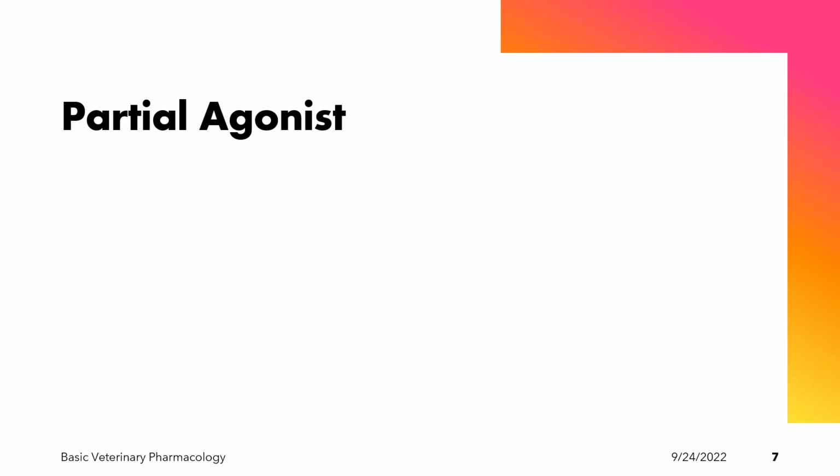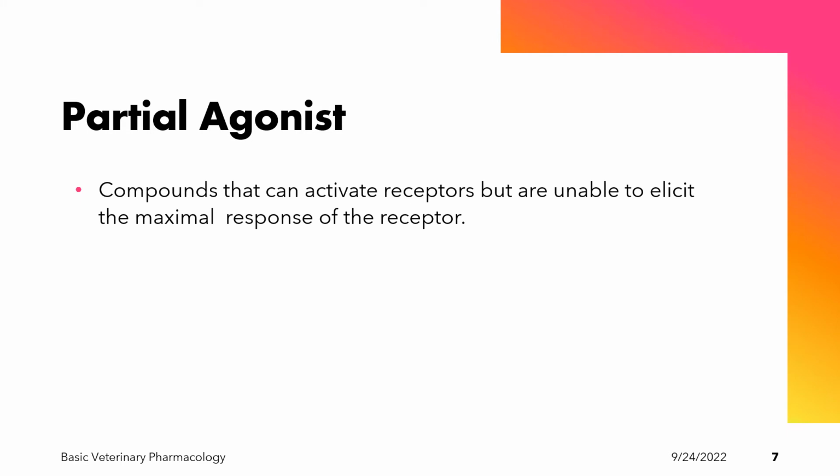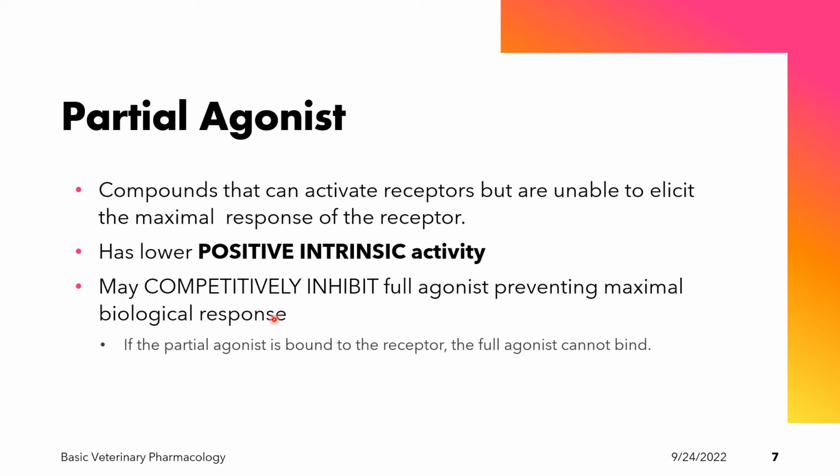Another type of agonist drug is the partial agonist. These are compounds that can activate the receptors but are unable to elicit the maximal response of the receptor. It has a lower positive intrinsic activity relative to that of the full agonist. It may also competitively inhibit the full agonist, preventing maximal biological response. So if the partial agonist is bound to the receptor, the full agonist cannot bind to that receptor.